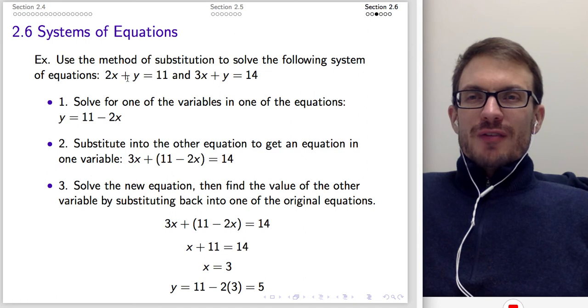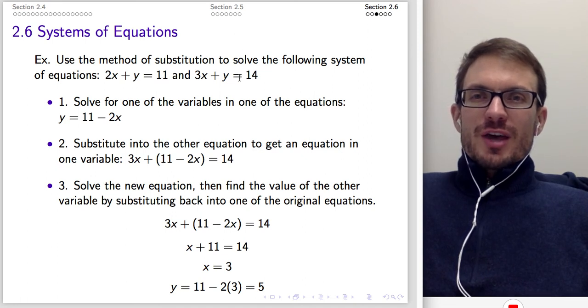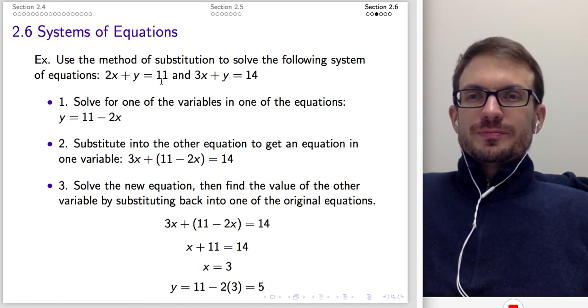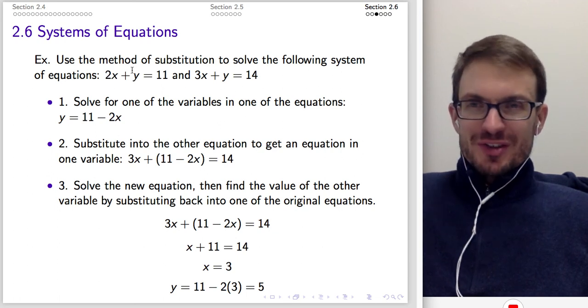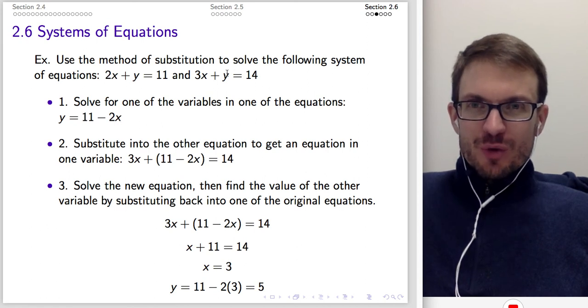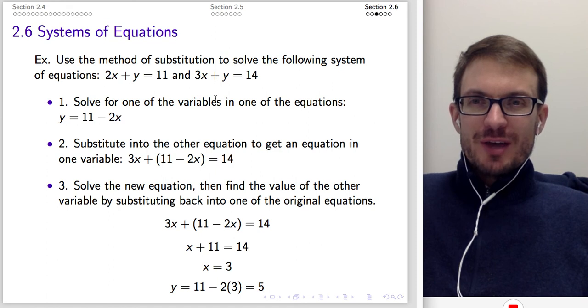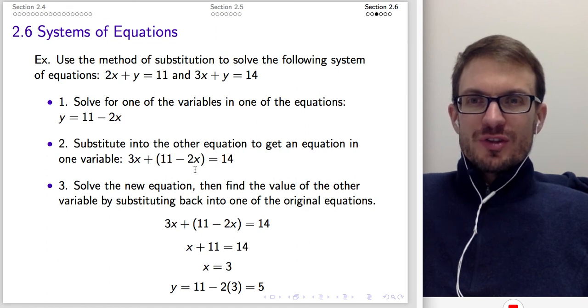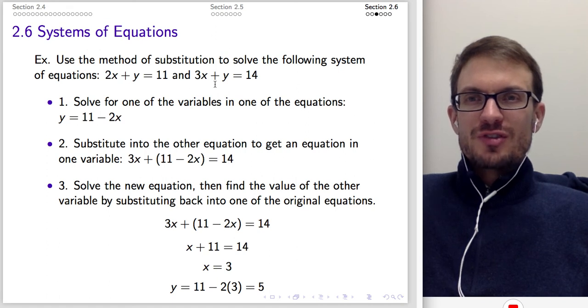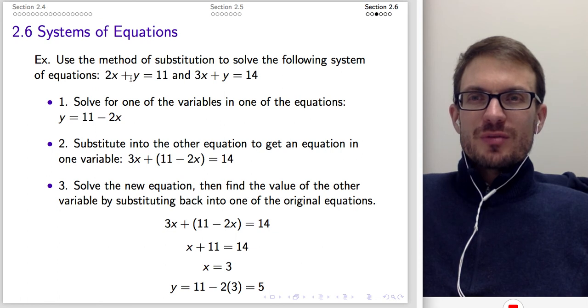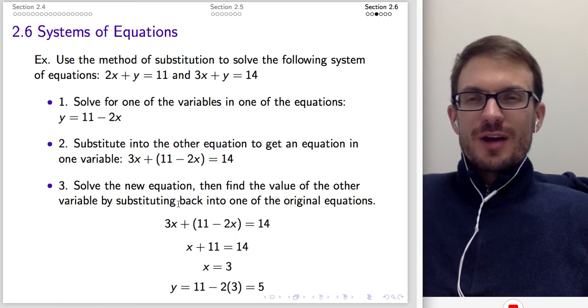So suppose we have 2x plus y equals 11 and 3x plus y equals 14. We can solve for one of the variables in one of the equations. The obvious way is just pick the first one, solve it for y, then substitute in where y appeared in the second equation. I'm now going to put the quantity 11 minus 2x. So notice this one right here is 3x plus the quantity 11 minus 2x equals 14. That's just this right here, being replaced with this expression once we solve this for y.